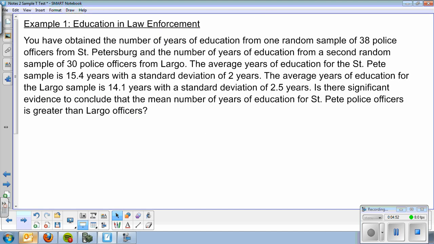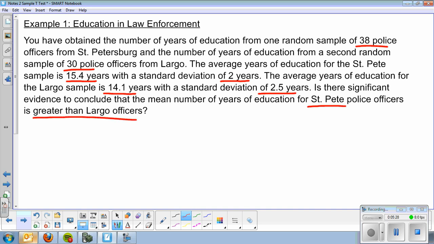Okay, so here's a problem. Education and law enforcement. You obtain the number of years of education from one random sample of 38 police officers from St. Pete and the number of years of education from a second random sample of 30 police officers from Largo. Okay, so there's St. Pete, there's Largo. The average years of education for the St. Pete sample is 15.4 with a standard deviation of 2 years. The average years of education for the Largo sample is 14.1, standard deviation of 2.5. Is there significant evidence to conclude that the mean number of years of education in St. Pete is greater than Largo?